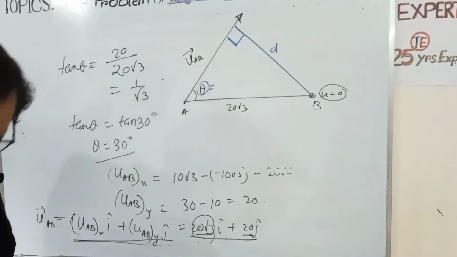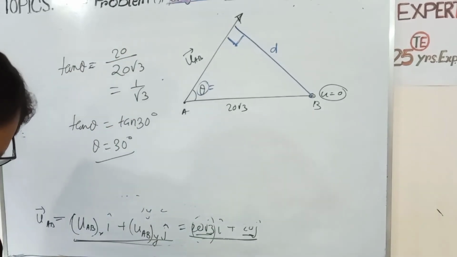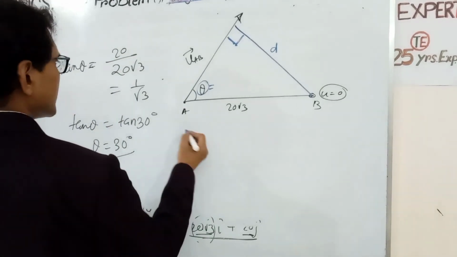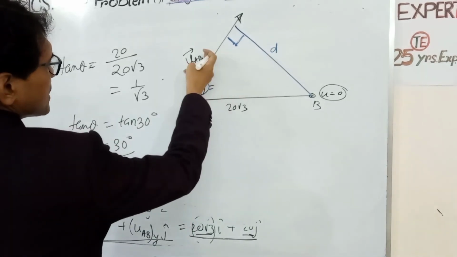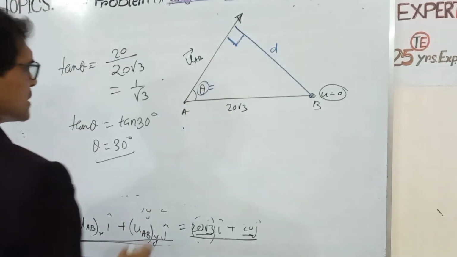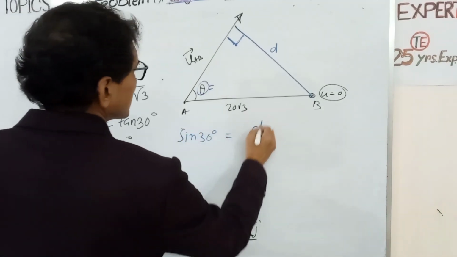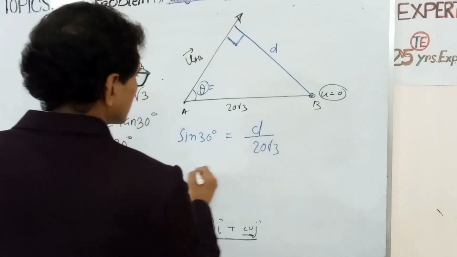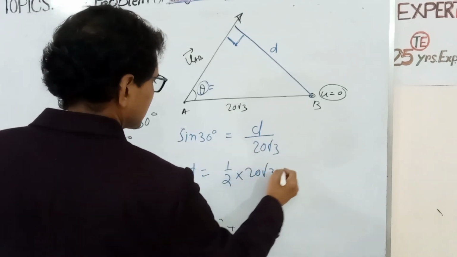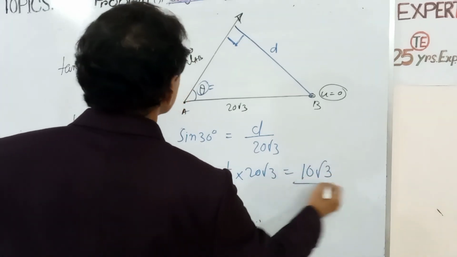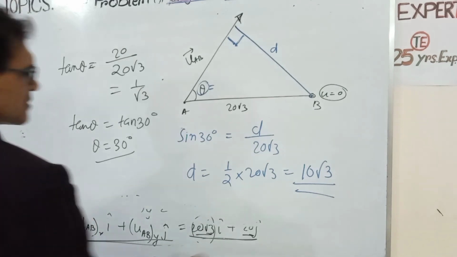Now from this triangle, this is 90 degrees, perpendicular, base and this is the hypotenuse. So sin 30 degrees equals perpendicular by hypotenuse, so D equals this. So this is the answer.